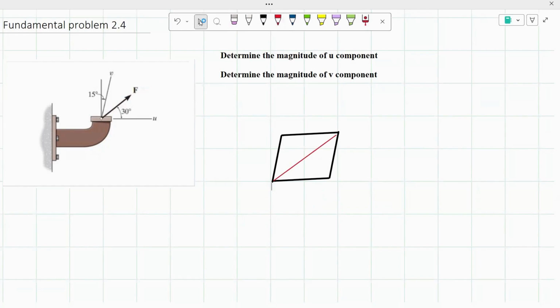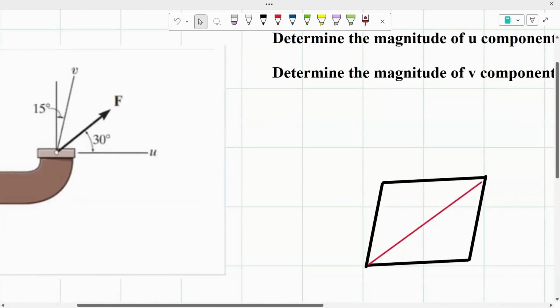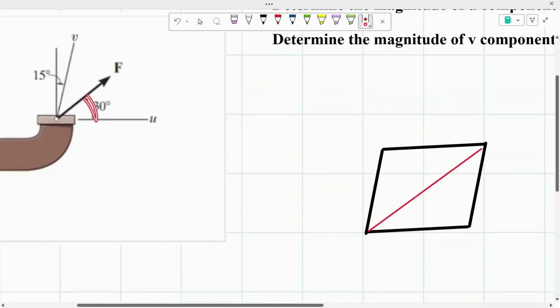Okay, and from there, we're going to start filling in the information that we already know. As you can see here in the figure, it gives us that this angle right here is 30 degrees. So we're going to write that this angle is 30 degrees. And since we know that this angle is 30 degrees, we know therefore that this angle is also 30 degrees.